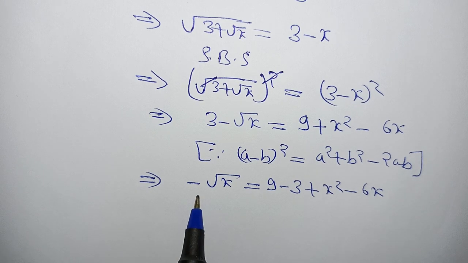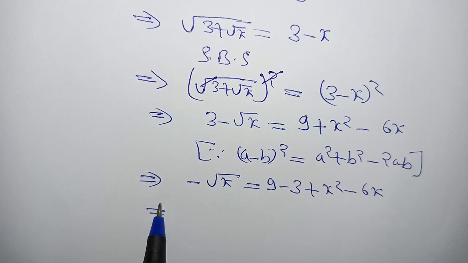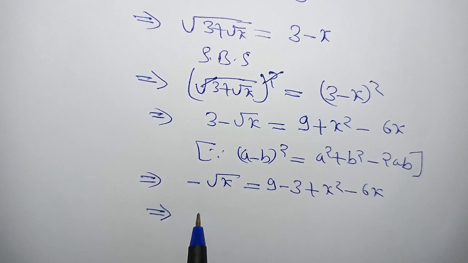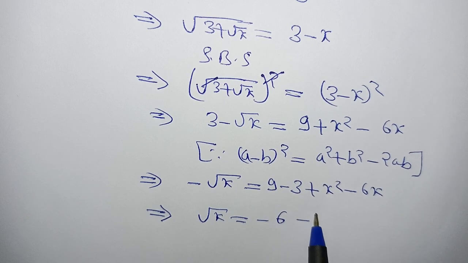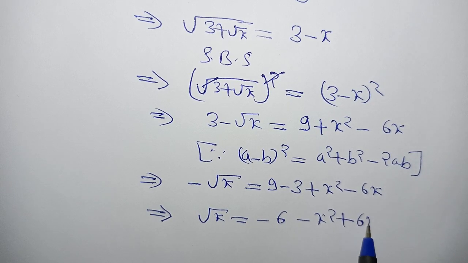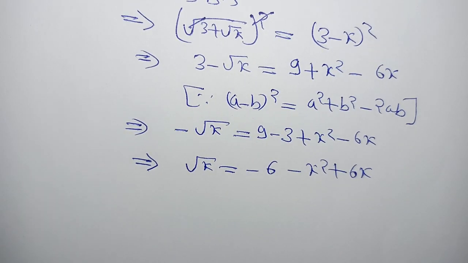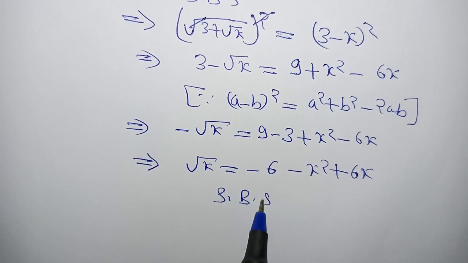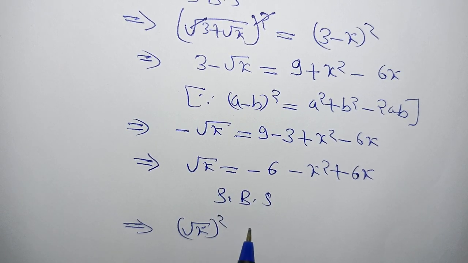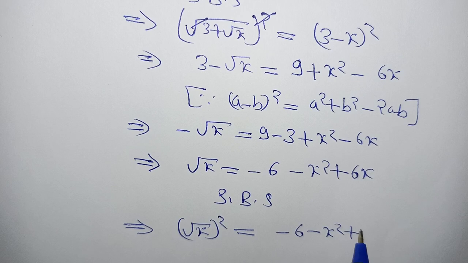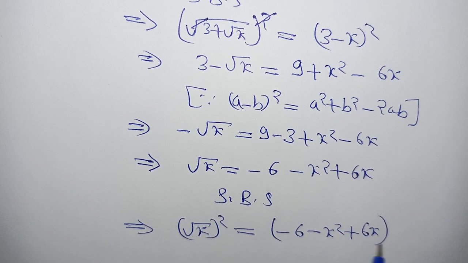Now changing the sign, here we have a negative sign, we need a positive sign. This implies under root x will be equal to 9 minus 3 is 6, and after changing sign it will become minus 6 minus x square plus 6x. Now again squaring on both sides, SBS, it implies under root x squared is equal to minus 6 minus x square plus 6x whole square.